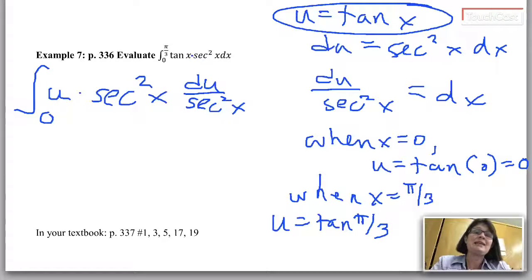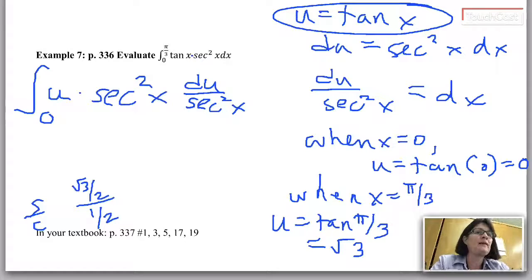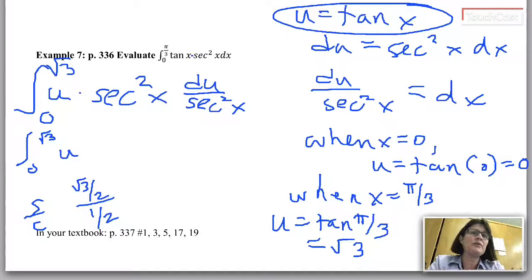Tangent is sine over cosine. The sine of pi over 3 is radical 3 over 2, and the cosine is 1 over 2, so that simplifies to radical 3. So once I've updated my upper limit to be radical 3, I'm going to be able to simplify this integral. My new integral is the integral from 0 to radical 3 of u times secant squared of x, and that's secant squared of x. Here I'll use red. They're going to cancel each other out. And the only other thing in my integral is this du that I'm happy to have.